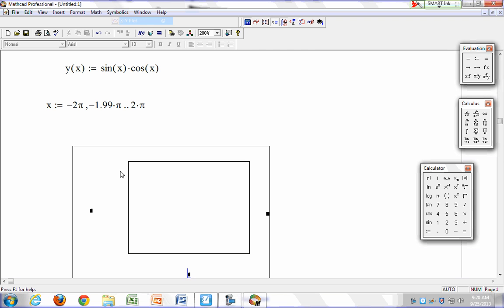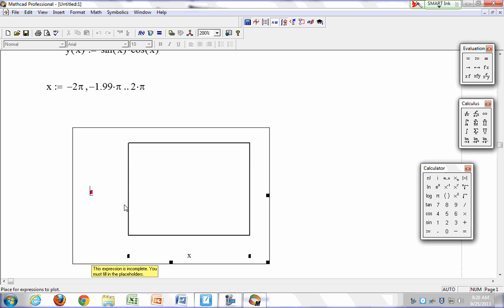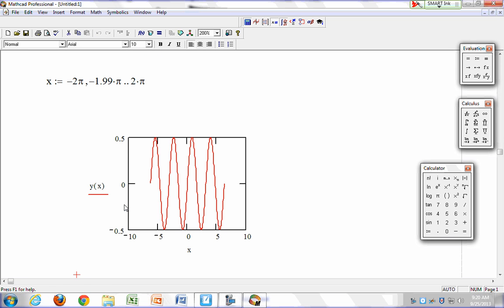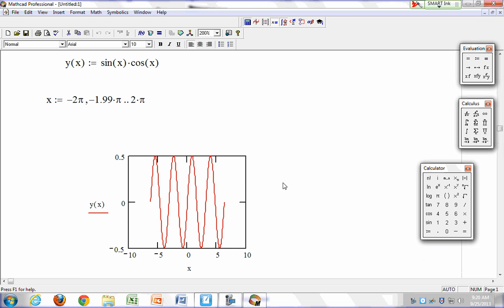Insert graph, xy plot. We're going to plot versus x and y of x. There's your function right there, sine x times cosine x. Look at this one right here. It's an odd function, right? So if I have a number here, go to the origin, go to the other side. So this area cancels this area.